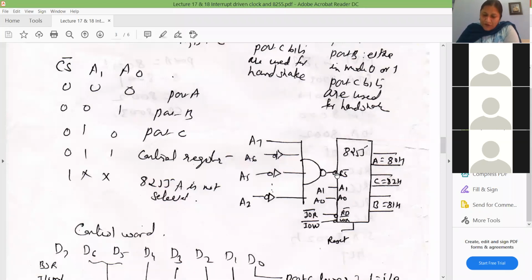So what will happen? I want 0 over here to select this particular 8255. So to get 0 at this particular pin, what should be available at this particular output? 0. So to get 0, this is a NAND gate. So when the output of the NAND gate is 0, all the inputs should be 1. Because I want this chip select 0, and this is a NAND gate, all my inputs should be 1.